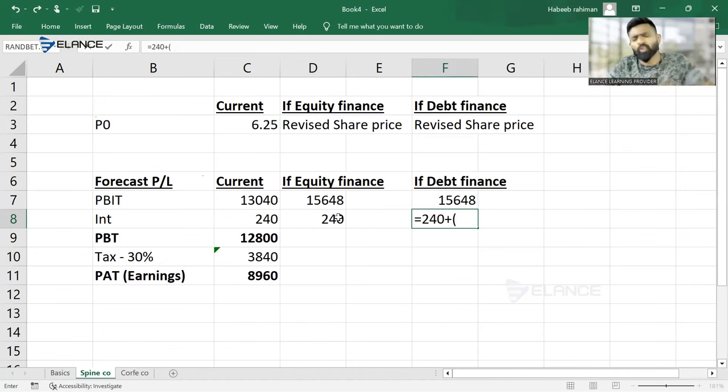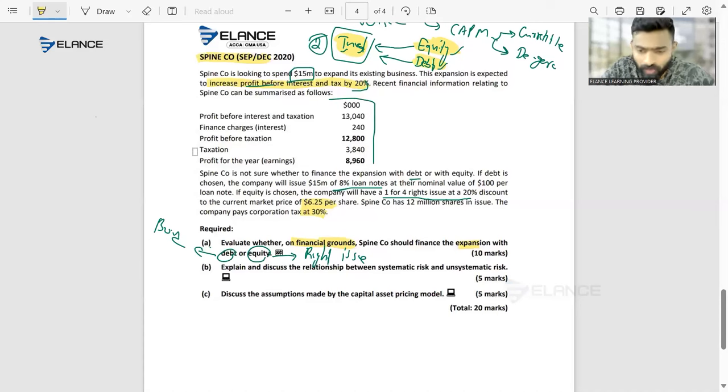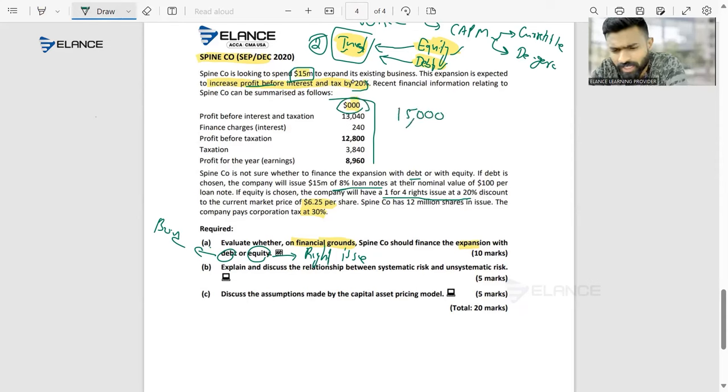Not only 240 plus. How much money do we require for funding? How many millions do we require for funding? We require 15 million. We are solving in thousands, since the figures are in 1000, so 15 million means 15,000. So we require 15,000 through debt finance.